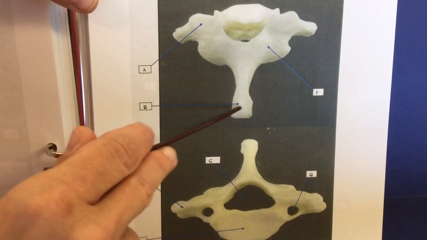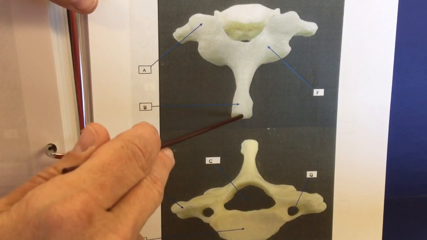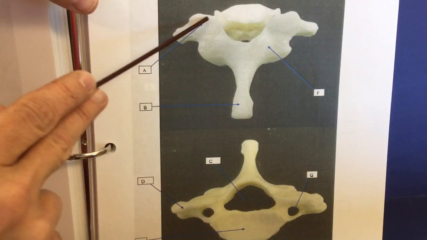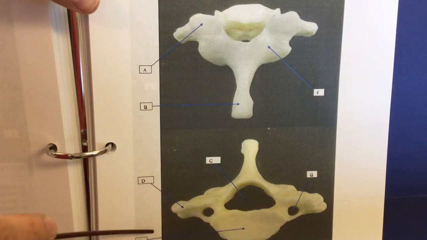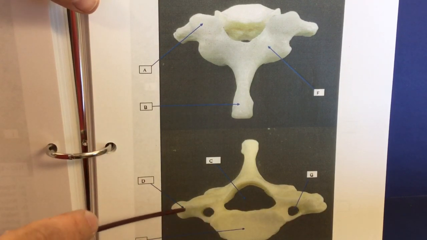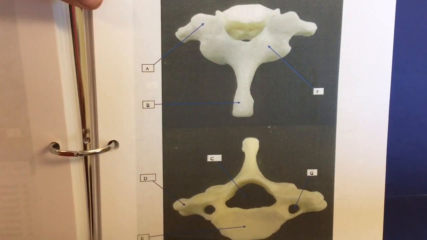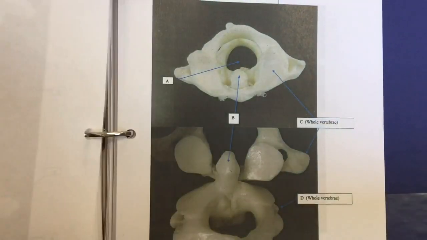All right, so you can see that on the cervical vertebrae, it's real thin, and the spinous process sticks out this way. And we can see the superior articular process here, and we can also see the transverse process here. We can't get a good view of the inferior articular process on the cervical vertebrae.